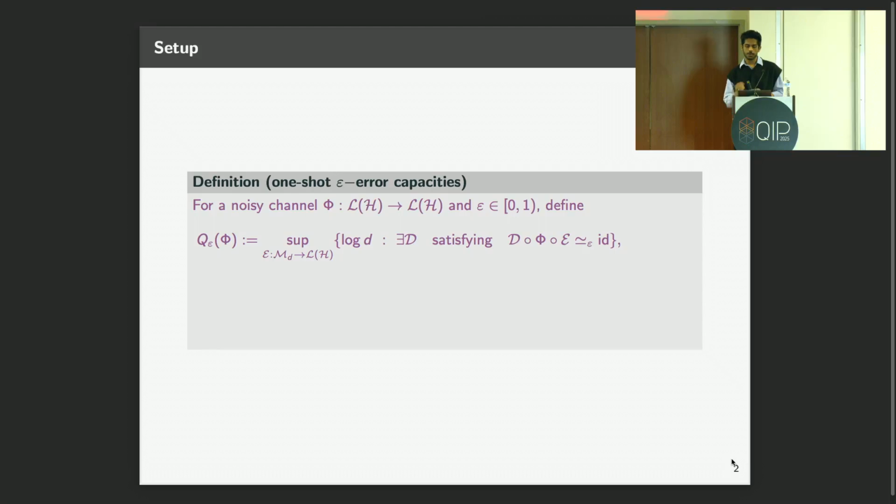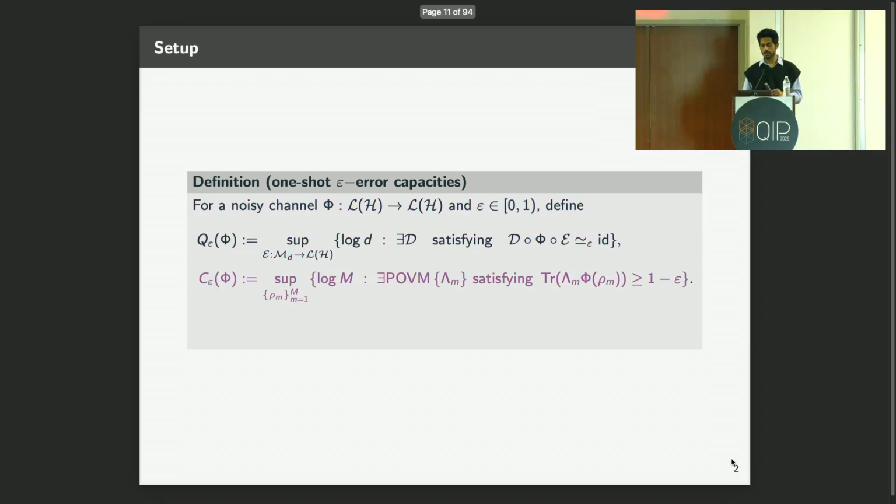And this epsilon is the parameter that we use to quantify how much error you allow in your recovery procedure. You might not want to recover things perfectly. You just allow some error epsilon in your recovery. So this is the one-shot epsilon-error capacity of a noisy channel. And similarly, if you want to store classical data, then you optimize over all classical codes, where now the recovery would be some kind of a measurement. And again, the error epsilon quantifies the infidelity in your recovery procedure.